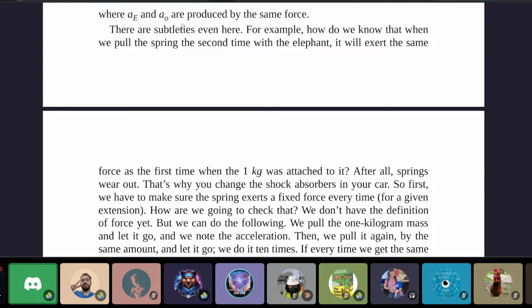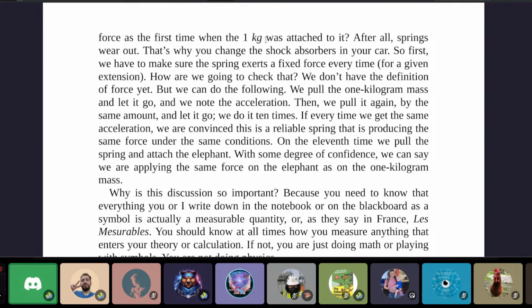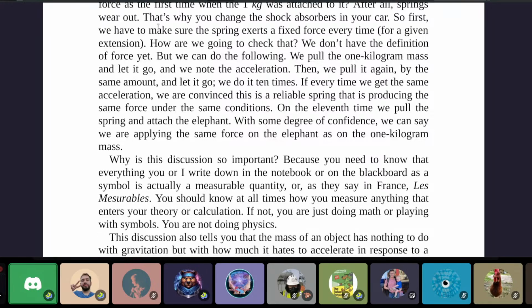There are subtleties even here. For example, how do we know that when we pull the spring the second time with the elephant, it will exert the same force as the first time when the 1 kilogram was attached to it? After all, springs wear out. That's why you change the shock absorbers in your car. First, we have to make sure the spring exerts a fixed force every time for a given extension. How are we going to check that?